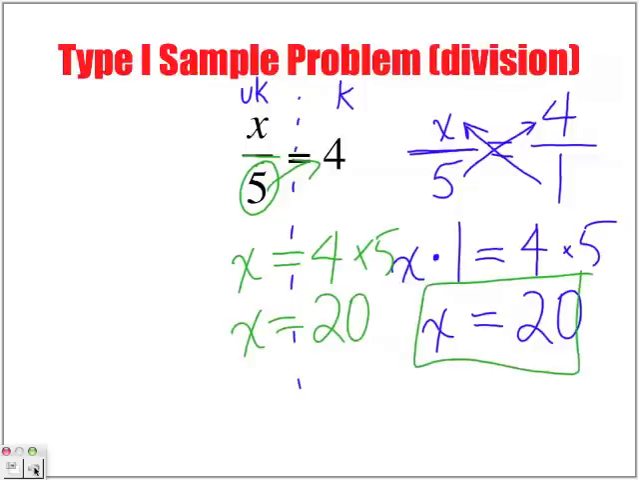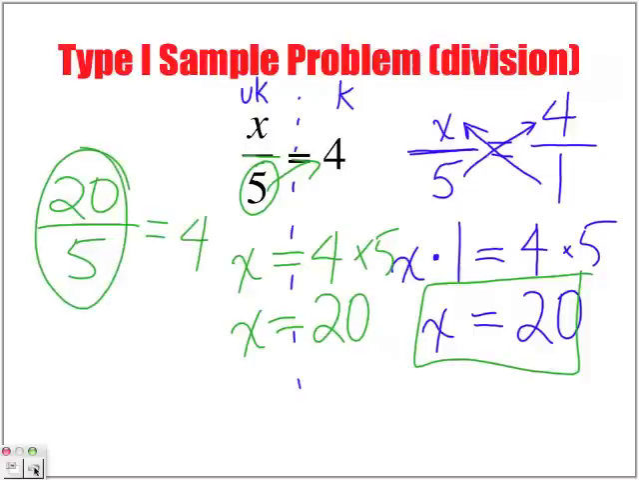We can do a check by taking that 20 and putting it into this equation. So instead of x, I'm going to put 20 over 5 equals 4. 20 divided by 5 is equal to 4. So I know I've done my question correctly.